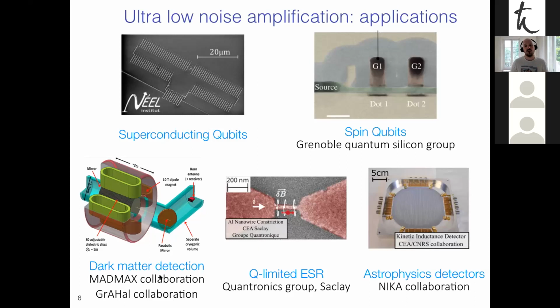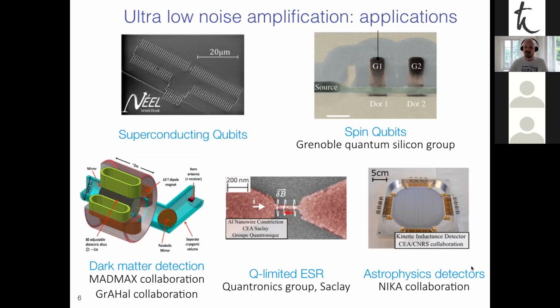There is also a strong interest in the frame of quantum limited ESR, which means electron spin resonance. So basically, if you want to detect a small ensemble or even a single spin, you need extremely low noise amplification. If not, you will not be able to detect your tiny spins.